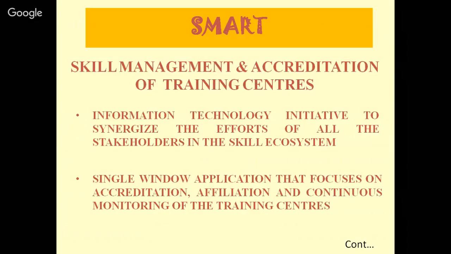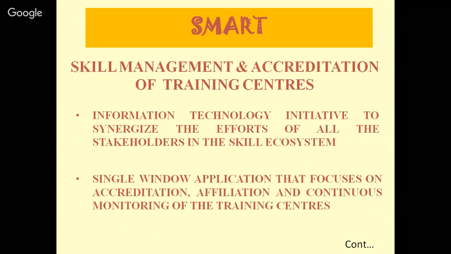Your centers may already be affiliated with your respective councils, maybe with AICTE or UGC, or maybe with, for example, ICAR, Indian Council of Agriculture Research, or Indian Council of Medical Research, all streams. So they have put all in this system. How to link up with this system? You already run technical training courses, you have technical staff, scientists, lab staff, labs in your classrooms. So SMART is an information technology initiative to synergize the efforts of all the stakeholders in the skill ecosystem. What is it meant for?